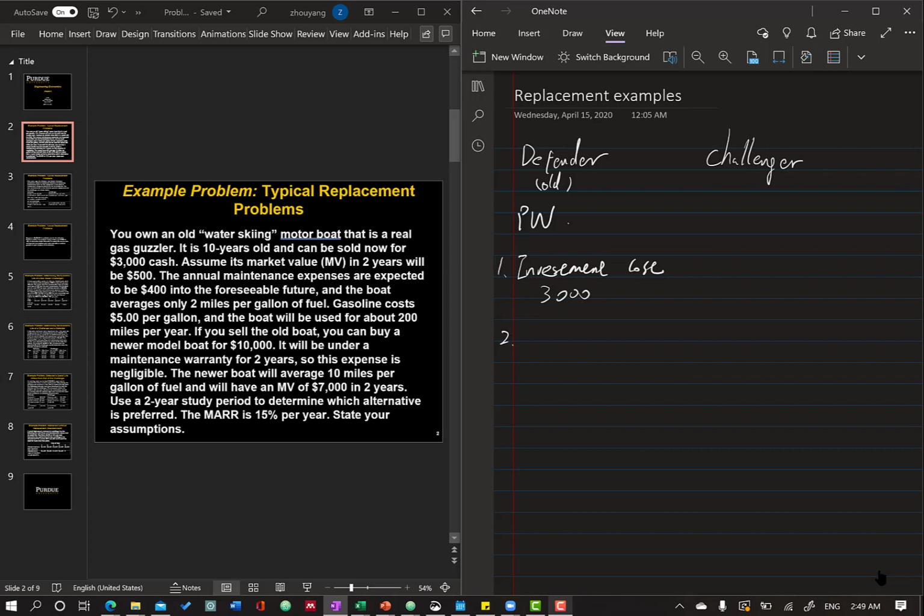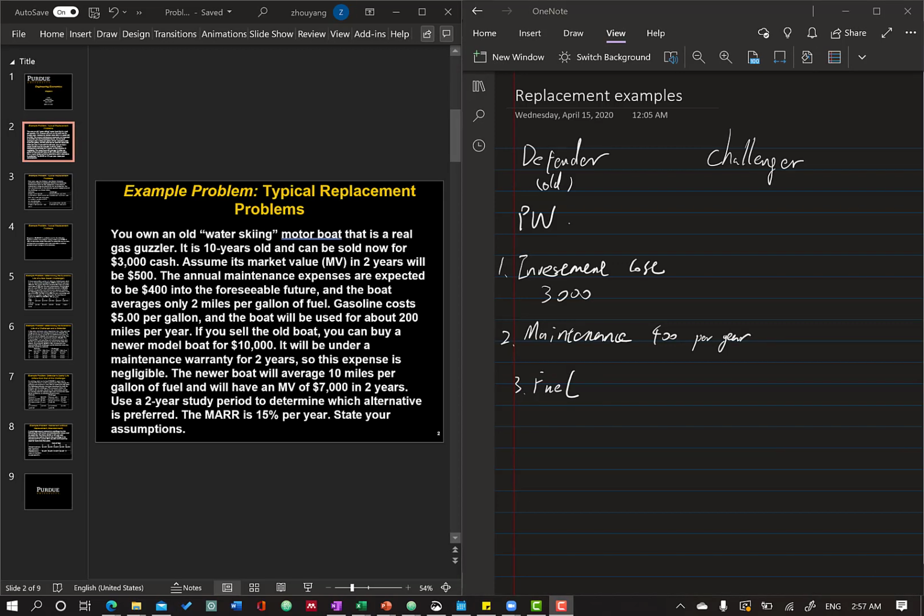And the second component in this cost will be the annual maintenance, which is 400 per year. The third one will be the fuel cost, the number of gallons needed per year times the price. So we have 200 miles per year divided by 2, so that's 100 gallons per year times the price, which is 5. That should be 500 per year.